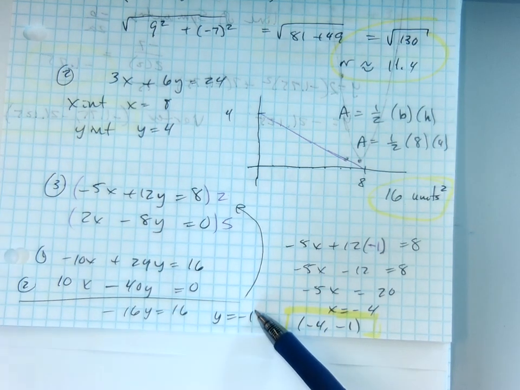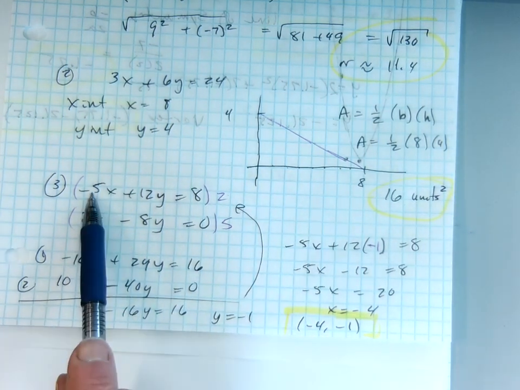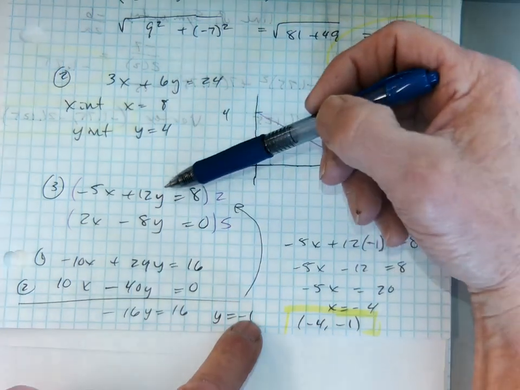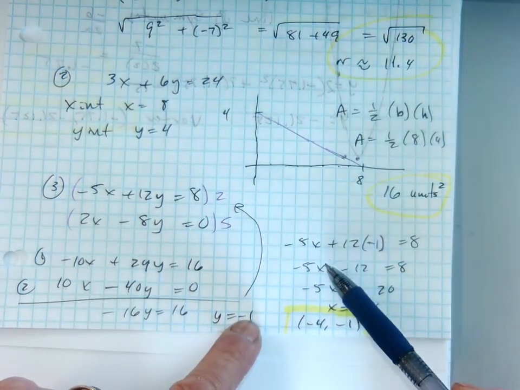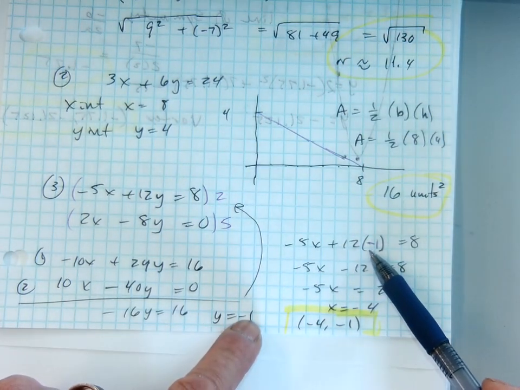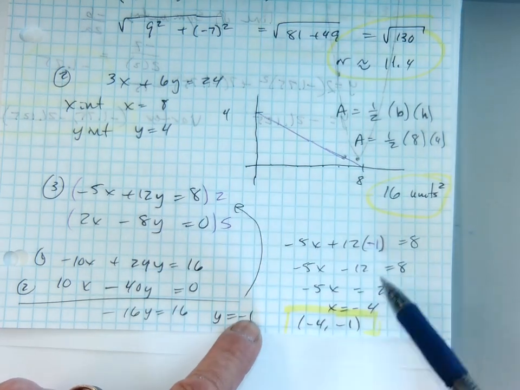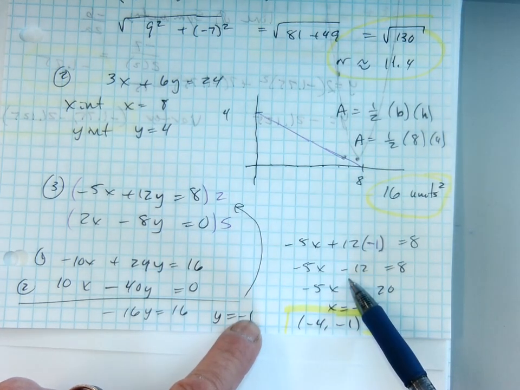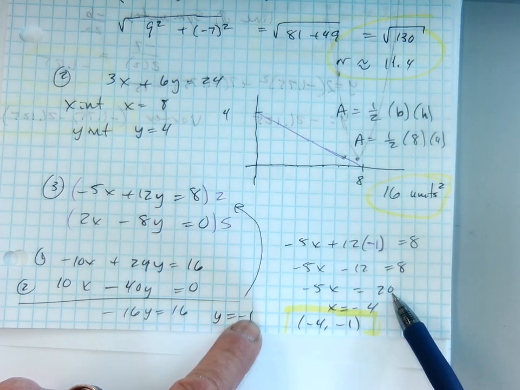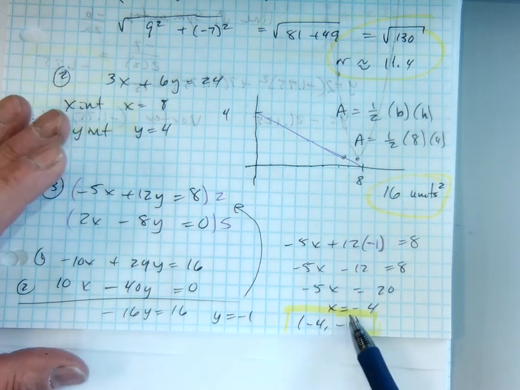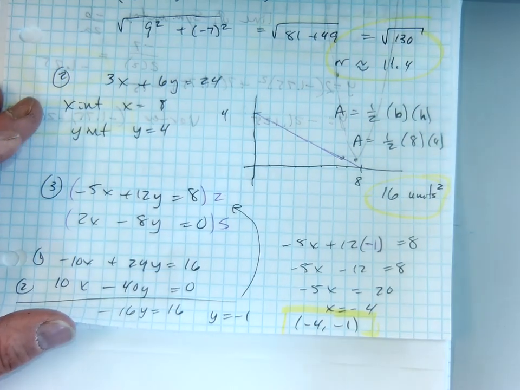So then I plugged it back into this equation. So I plugged my negative 1 right there. So I have negative 5x plus 12 times a negative 1 equals 8. That's a negative 12. Plus 12 gives me 20. Divide by negative 5 and I get negative 4. So my point of solution is x, y, negative 4, negative 1.